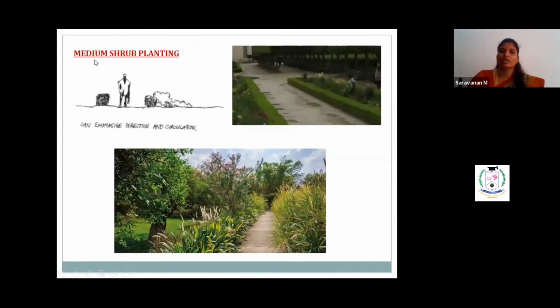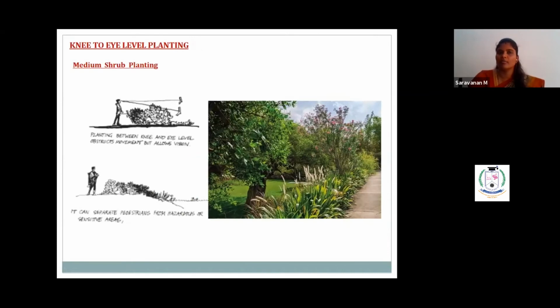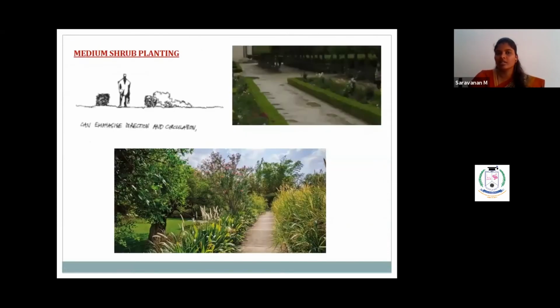Next is medium shrub planting. It's the same, but it can emphasize the direction, that is circulation. The last picture is the same knee level planting, but you have a space for circulation, which happens on both sides.